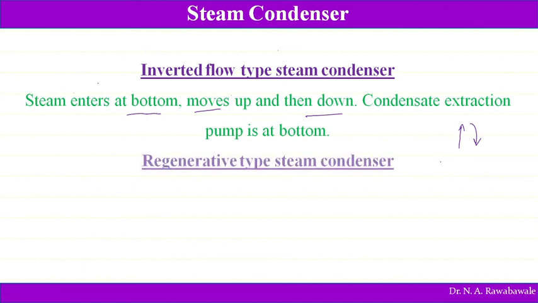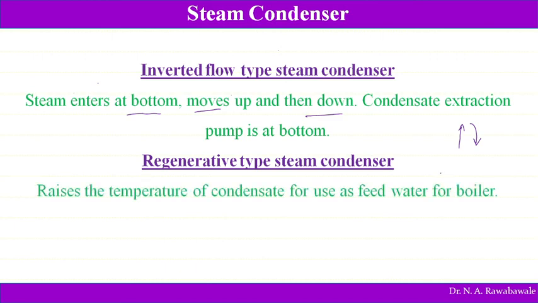Then the regenerative type of steam condenser. So what is regenerative? Regenerative is nothing but recovery of heat. So here, regeneration raises the temperature of condensate for use as feed water for the boiler. Again, the condensate which is collected is reheated using waste heat, and that type of steam condenser is known as a regenerative type of steam condenser.